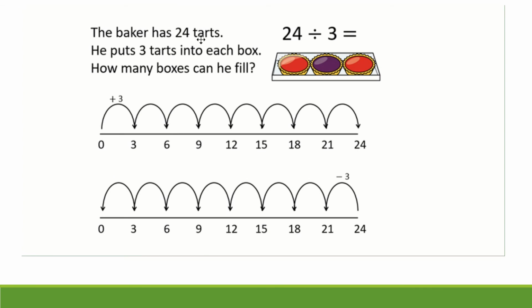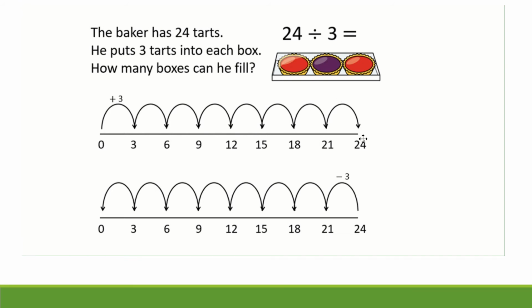The baker has 24 tarts. He puts 3 tarts into each box and we can see our number sentence 24 divided by 3. So we start with 24 and we need to put them into groups of 3. So we can count on in threes until we get to 24. And remember we did our counting on in threes last lesson. So we go 3, 6, 9, 12, 15, 18, 21, 24.